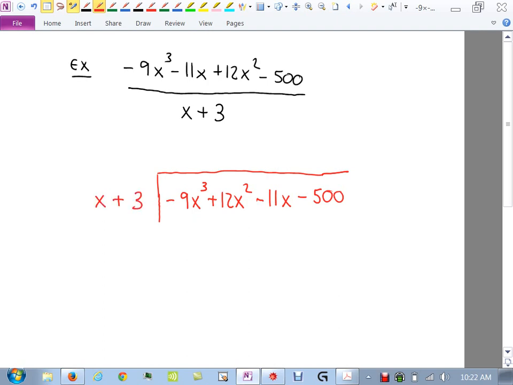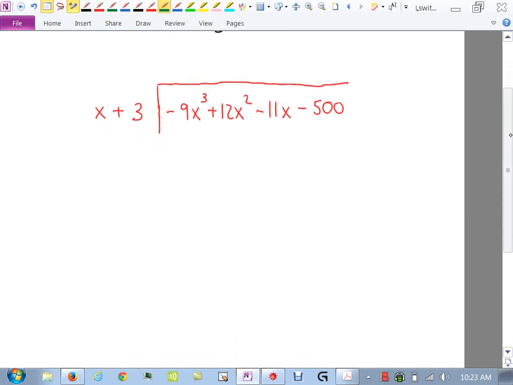And then on the outside, the x plus 3. Everyone see that? So maybe make a little note up here to yourself. Switch these. Switch order. All ready?